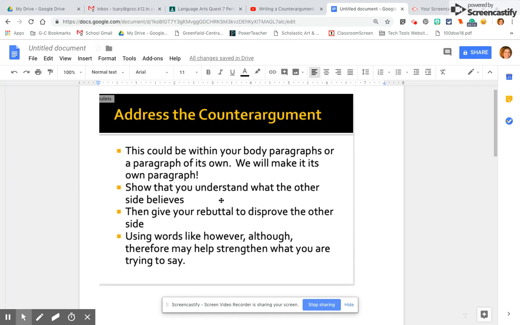But in the counter argument, you want to show that you understand what the other side believes. You get where they're coming from. So you're going to address that and state what the other side thinks. But then you're going to show how they are wrong or how your side is still better. So you may want to use words like however, although, therefore, as you're transitioning between ideas, that might help strengthen what you're trying to say.